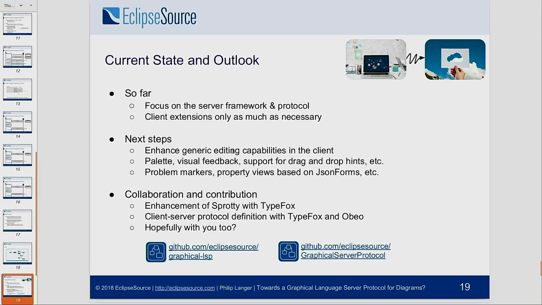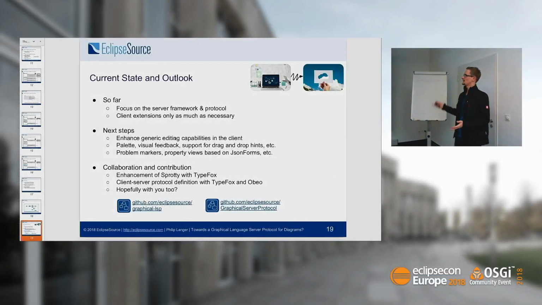So what's the current state and the outlook? First of all, so far we just focused more or less on the server framework and the protocol, really because those are the things we wanted to check for any boundaries or roadblocks that we might hit. And we only extended the client as much as necessary to prove that something works on the server or in the protocol.